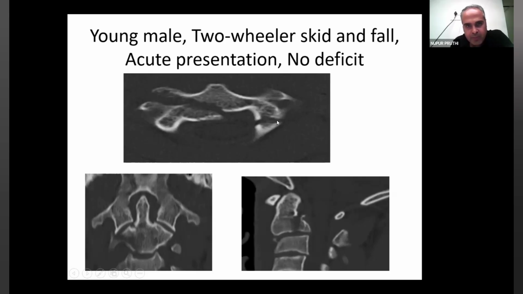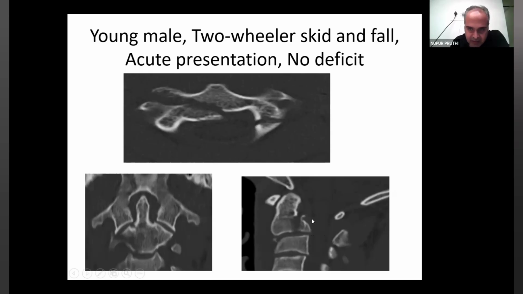So that is why I told you I prefer the term for these fractures rather than terming them as type 3 fractures or miscellaneous fractures. I prefer the term atypical hangman's fractures. Now, this is a young male who presented to us in acute presentation. Like many of these patients, he does not have deficits for the simple reason that there is a wide canal available at the CV junction.